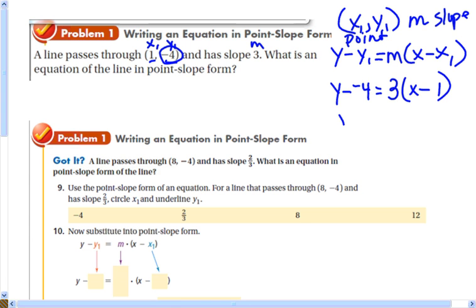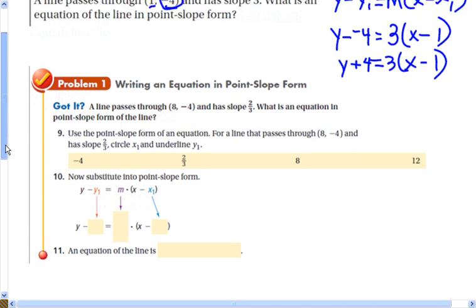The only thing I might do is simplify this. Y minus negative 4 is the same as y plus 4. All right? Go ahead, you try it here. Check back with your answers.